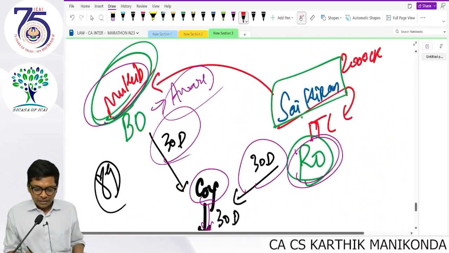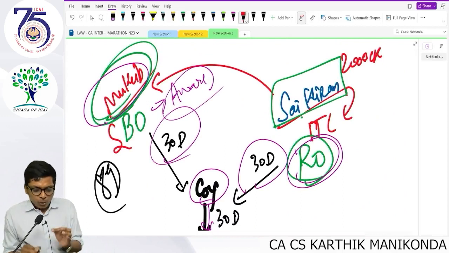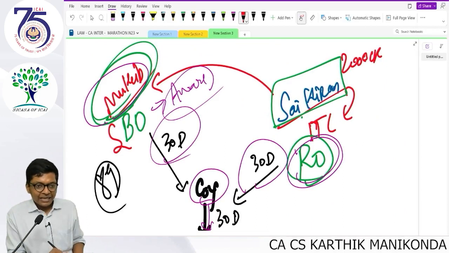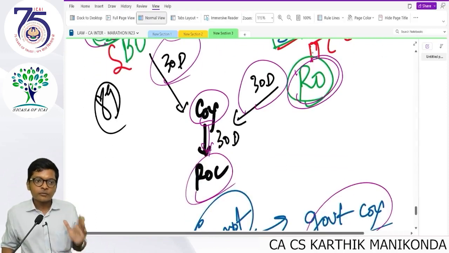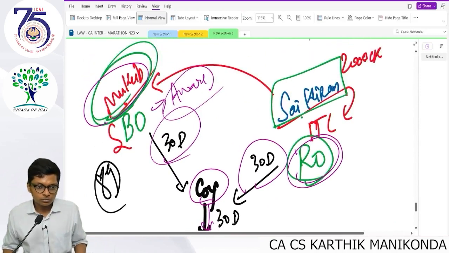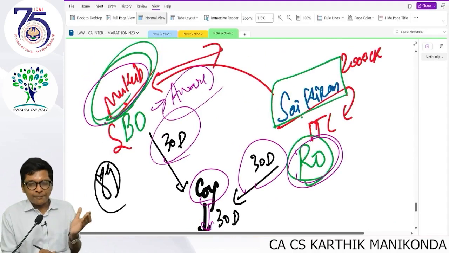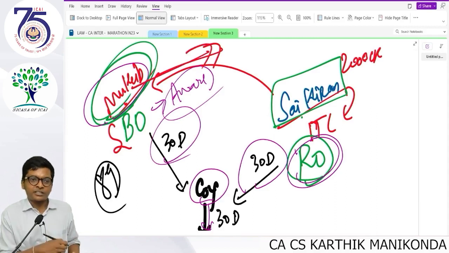Basically same provision. Instead of BO, we call him SBO. RO will inform company in 30 days. SBO will inform company in 30 days. Company to ROC. The form also is called BEN-1, BEN-2. BEN-1 came in the form when the Companies Act came, this section came into picture.